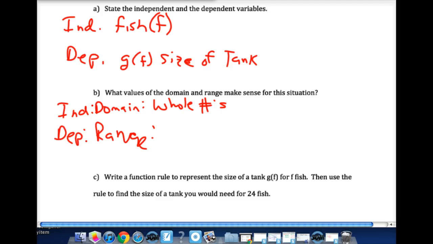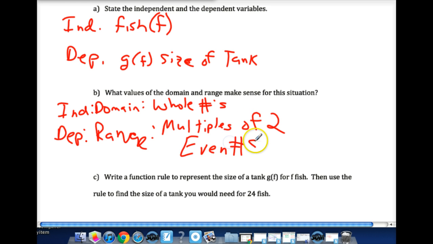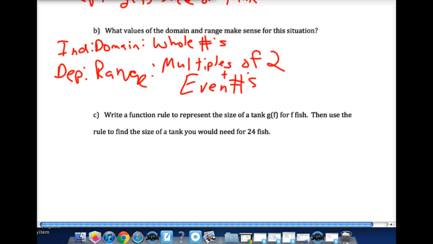What if it's multiples of 2, or what's another way to say that? What kind of numbers are multiples of 2? Even. Very good. Even positive numbers, because you can't have negative. So even positive numbers, or multiples of 2. I would accept either one. You guys are going to get this eventually. You guys are doing great.